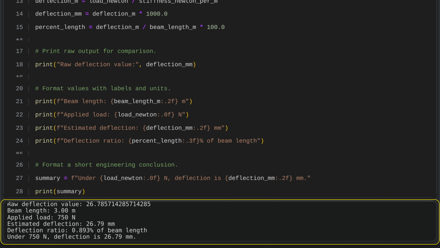This script estimates how much a beam bends under a given load. It uses the beam length, applied load, and material stiffness to calculate deflection, convert it to millimeters, and express it as a percentage of the beam length. The results are then displayed in a clear summary showing the load, beam length, estimated deflection, and deflection ratio.